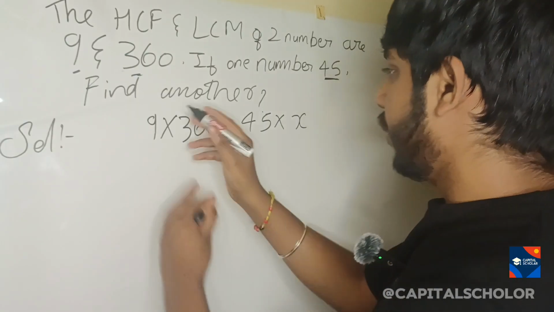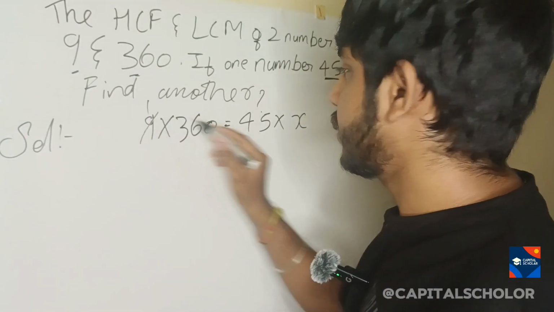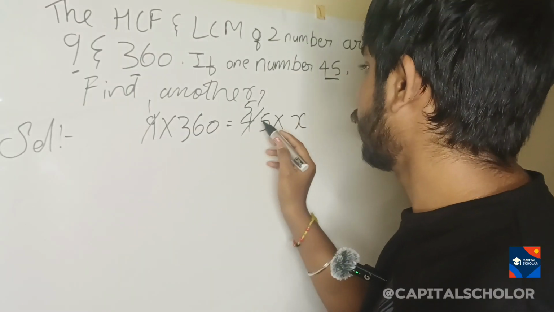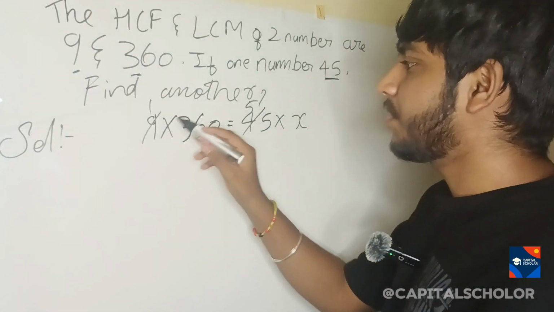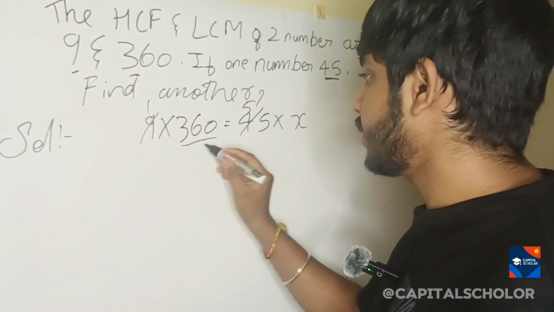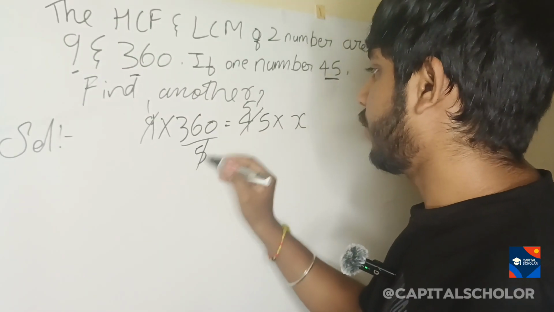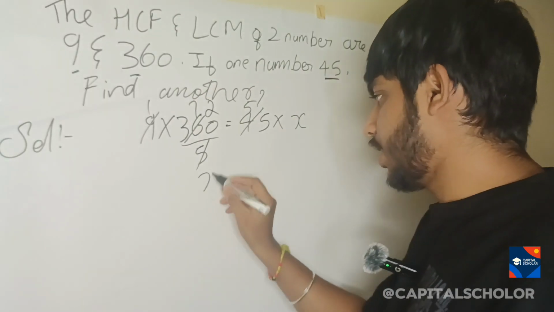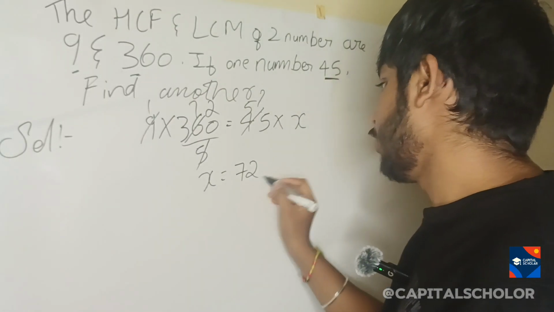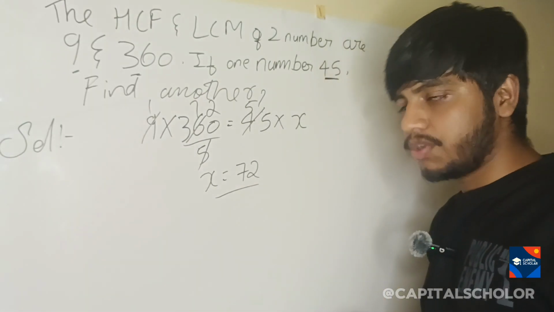So first we will divide it. 9 ones are 9, 5s are... So x can be divided by 5. So 360 divided by 5: 5 ones are 5, 7 2. So x is equal to 72. Okay, this is the question.